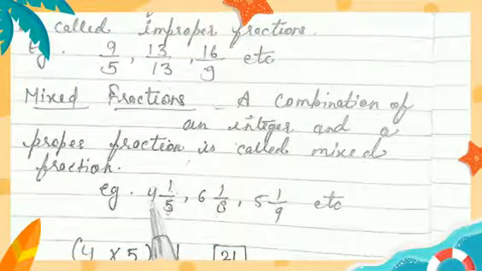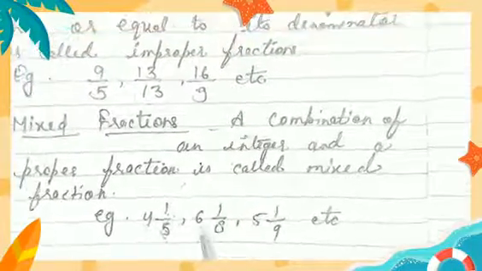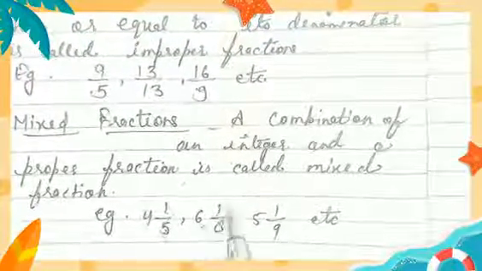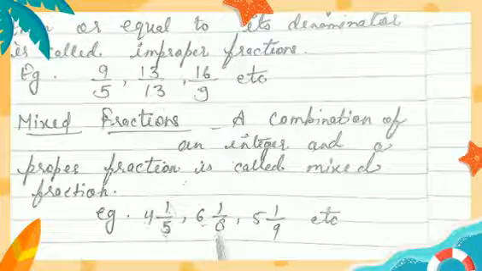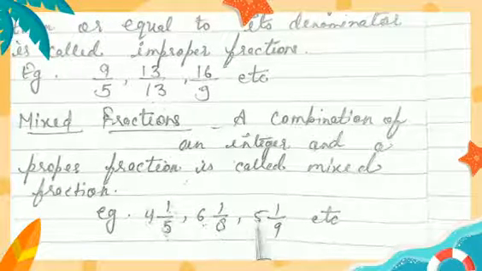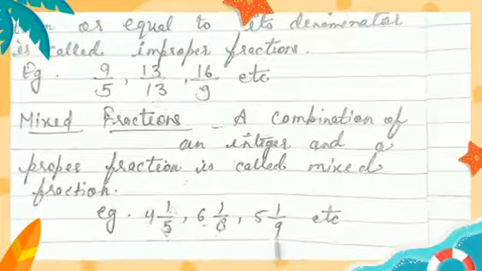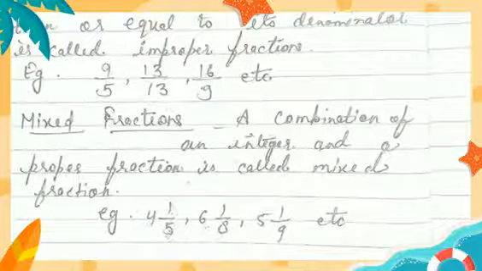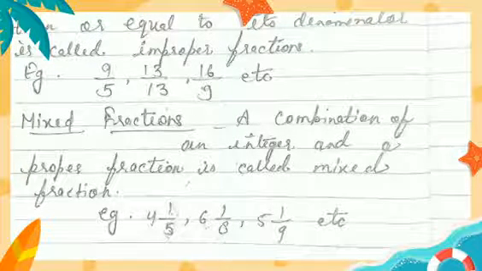And 4 is an integer. In this example, 6 is an integer and 1 by 8 is a proper fraction. 5 is an integer and 1 by 9 is a proper fraction. So it is called a mixed fraction.